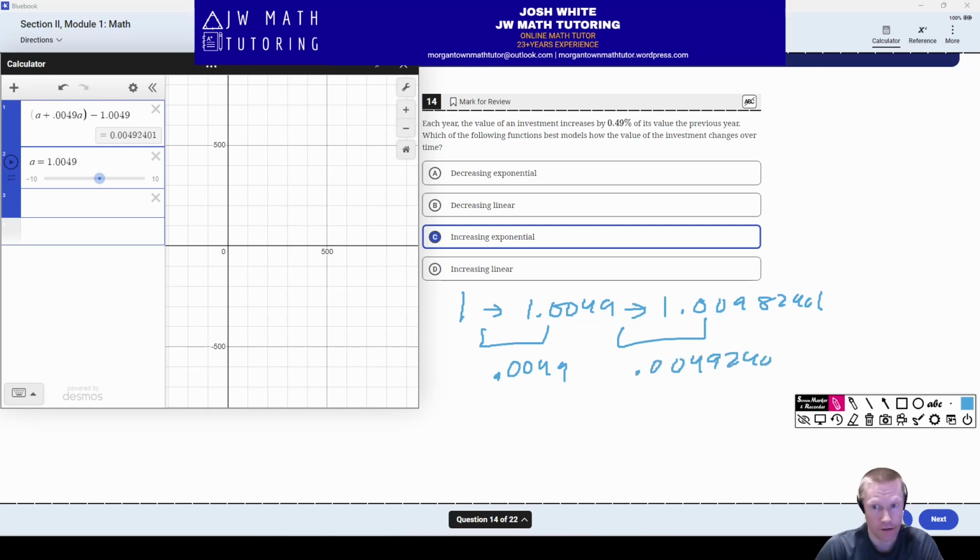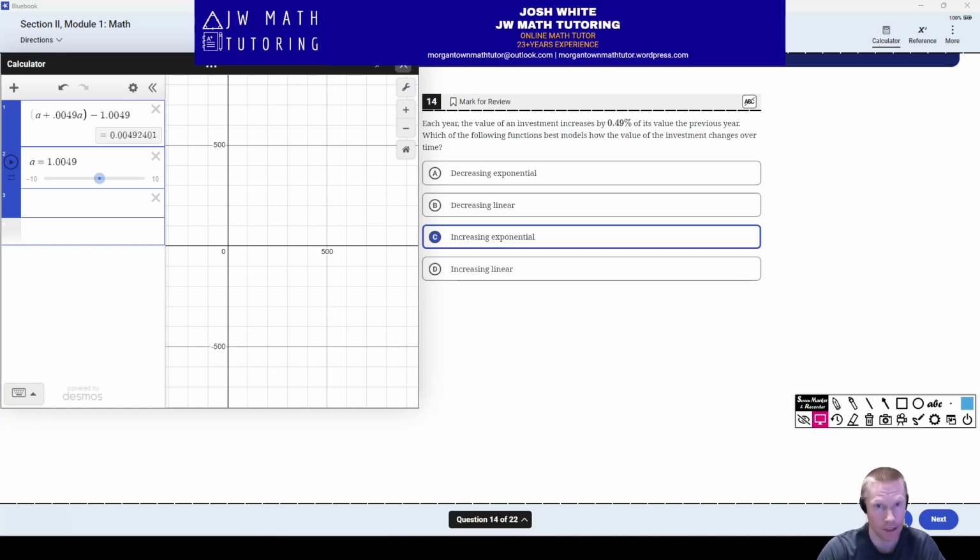So the point is it can't be linear. Linear is an increase of the same exact amount from one term to the next term to the next term and so on. Okay, so this just confirms, this is how you could use picking numbers to confirm that it has to be exponential and it cannot be linear.